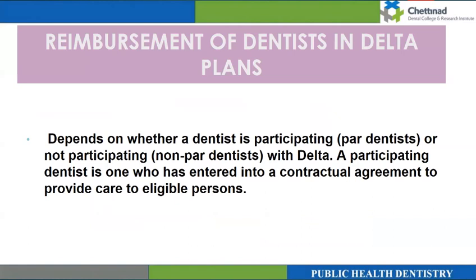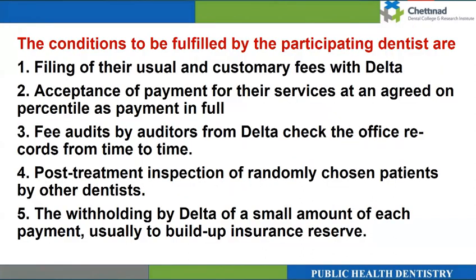Reimbursement of dentists in Delta plans depends on whether a dentist is a participating dentist or a non-participating dentist. The participating dentist is one who has entered into a contractual agreement to provide care to eligible persons. The conditions to be fulfilled by the participating dentist are filing of their usual and customary fee with Delta, acceptance of payment for their services at an agreed-on percentile as payment in full, pre-audits by auditors from Delta, checking the office records from time to time, post-treatment inspection of randomly chosen patients by other dentists, and the withholding by Delta of a small amount of each payment, usually to build up an insurance reserve.